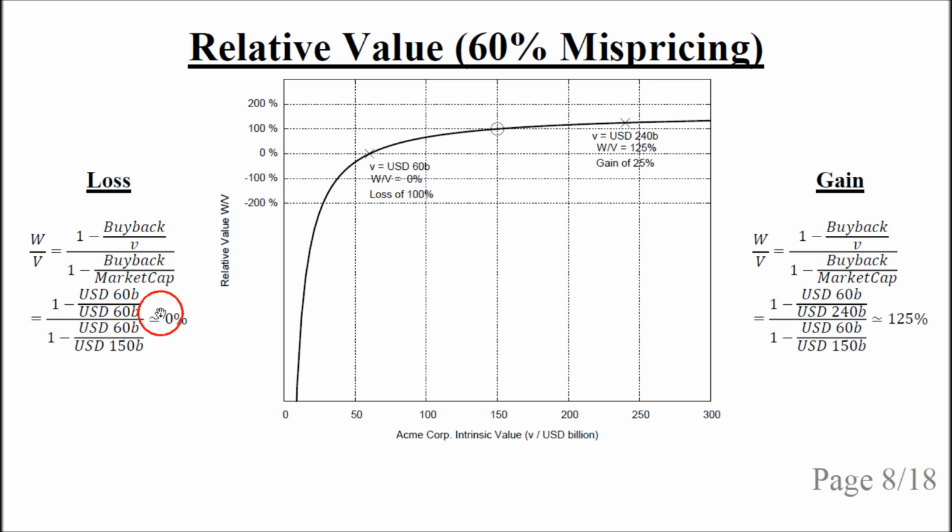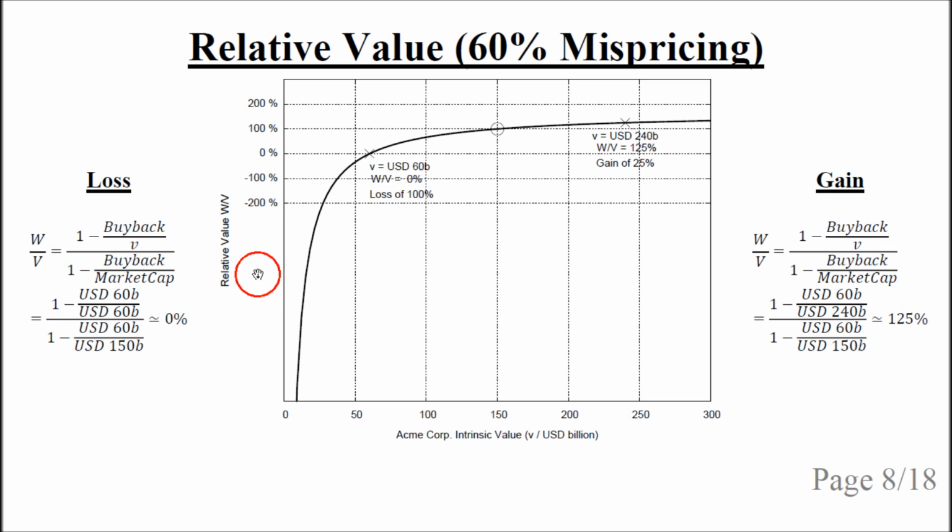value is $60 billion, so this number here comes to 1, which means this number here is 0, and hence the entire value is 0. What this means is that all the value to shareholders is lost. This is because the market cap is $150 billion, but the intrinsic value of the company to shareholders is only $60 billion.